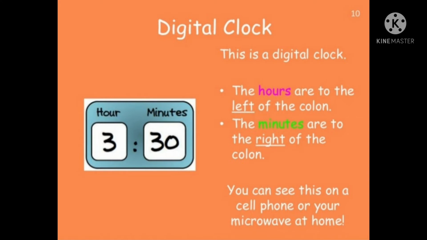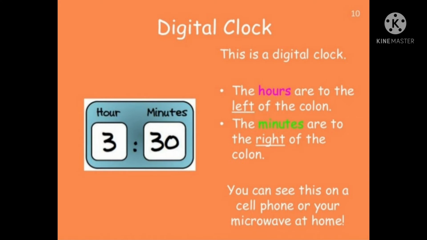This is a digital clock. The hours are to the left of the colon. One colon is shown, two small dots. These are called colons. On the left of the colon, we have hours, and to the right of the colon, we have the minutes. Left hand side hours and right hand side minutes.